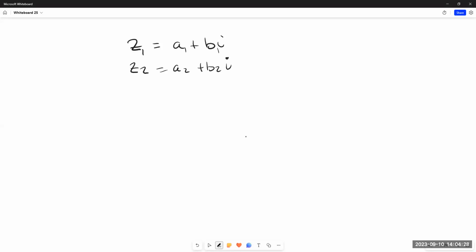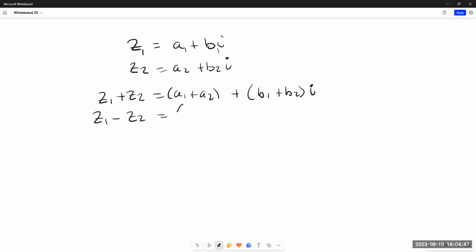So adding vectors together, adding complex numbers together, pretty much the same thing. I'm going to add components together. Subtracting complex numbers: subtract the components.